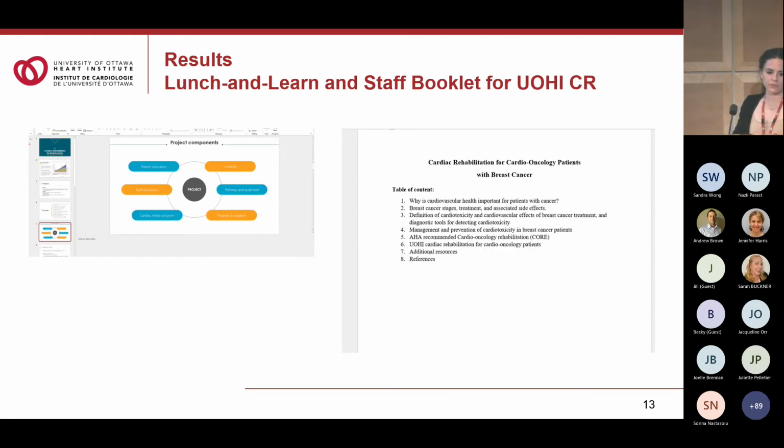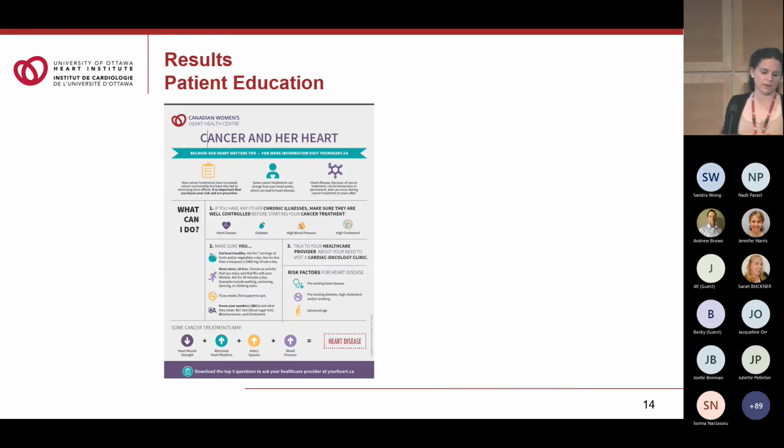So to meet the objective regarding staff education, a lunch and learn and staff booklet were developed for the staff at the Heart Institute Cardiac Rehabilitation, with the information in the booklet coming from the literature and subsequent questions from the lunch and learn. To meet the objective regarding education for the patients, the rehab staff are currently offering this infographic. It's available in French and English online from the Canadian Women's Heart Health Centre. It, alongside other standard of care patient education materials, such as nutrition and exercise booklets, will be provided to the patient population.